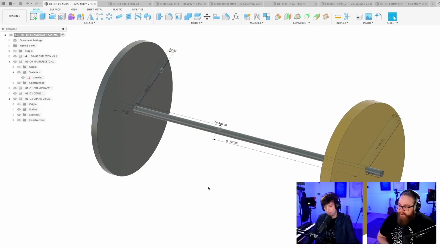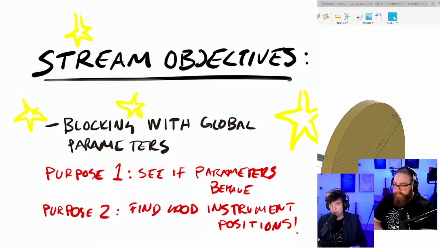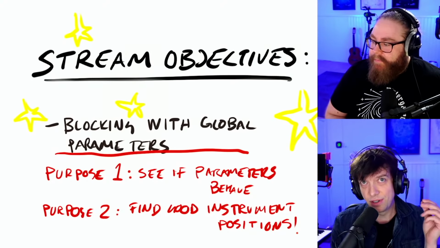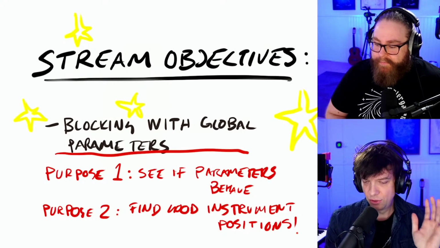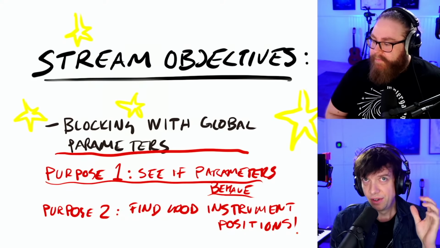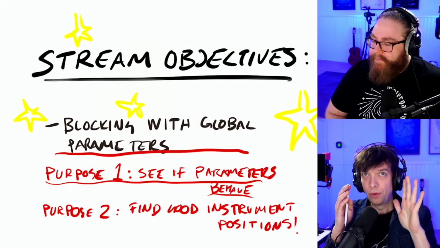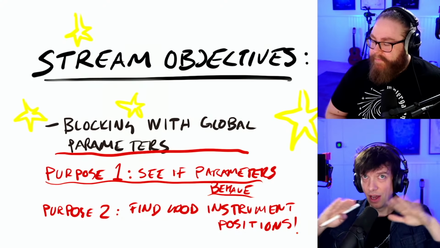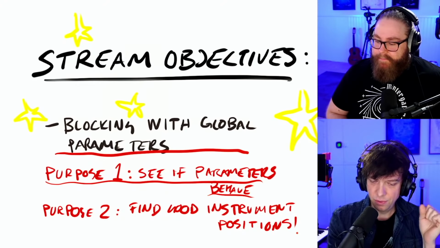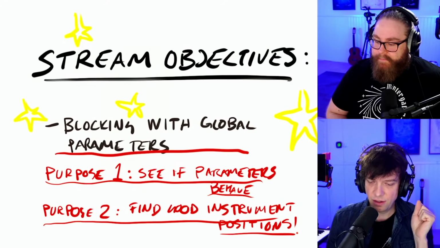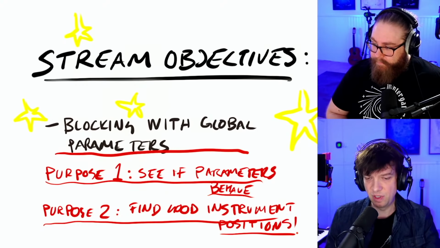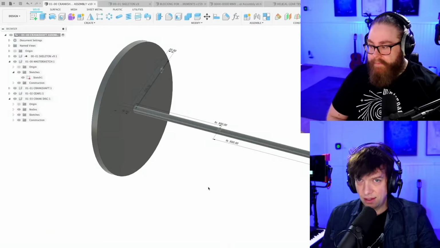The objectives for this particular stream is that we are going to block with some global parameters. And this is something we started yesterday. And I have two purposes with this. So purpose one, see if the parameters behave, because I'm going to control, hopefully, the whole machine across hundreds of design files from one list of parameters. But purpose two, which I think we will get into pretty fast, is to find good instrument positions and gear positions. So let's get straight into it.